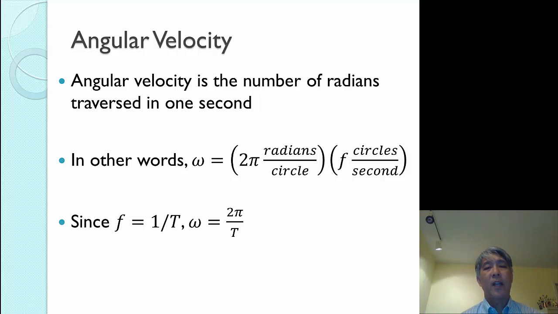Angular velocity is the number of radians traversed in 1 second. Remember, there are 2 pi radians in one circle. So omega is going to be 2 pi radians per circle times the frequency of revolution. The frequency is in circles or revolutions per second, and since the frequency f is equal to 1 over the period, omega is nothing more than 2 pi divided by the period T.